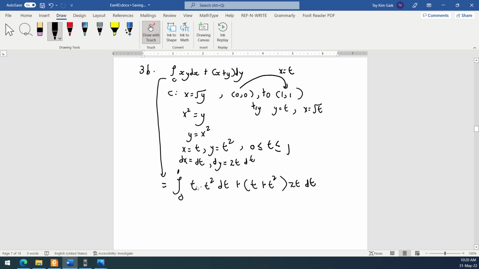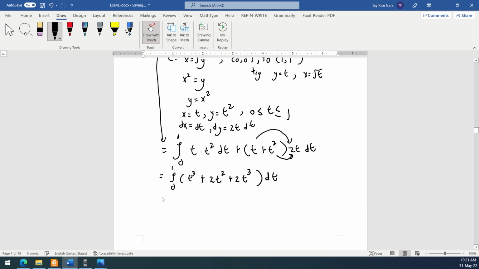So x is t, y is t squared, dx is dt, dy is 2t dt. Simplify and then use the calculator to integrate it. So you get t cubed, factor out dt. So this one, t plus t squared multiplied by 2t, means you get plus 2t squared plus 2t cubed dt. So 2t cubed plus t cubed, its total is 3t cubed. Simplify, then you put it into your calculator.